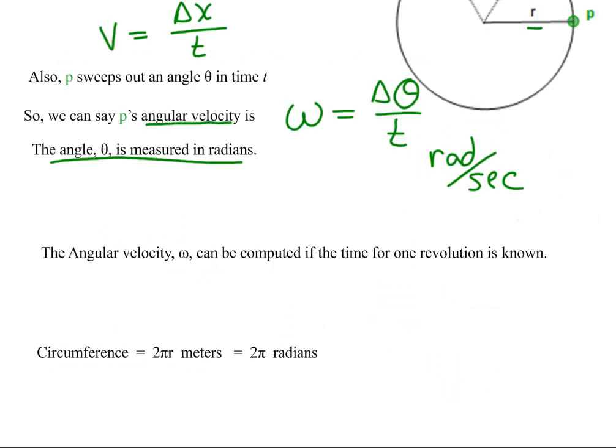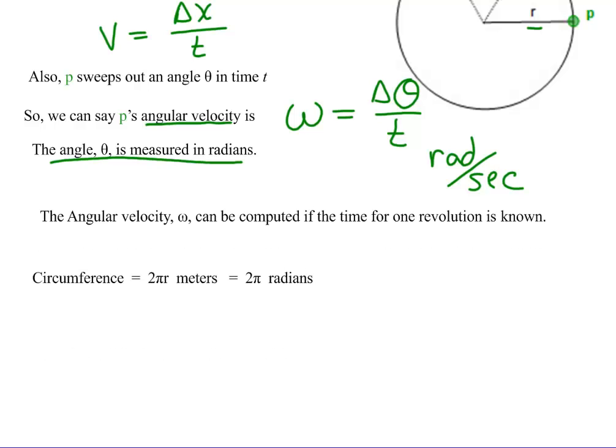We can find the angular velocity, omega, if we know the time for one revolution, or if we know the change in angle and the amount of time it takes to make that angle change. If we wanted to make a relationship between angular velocity and linear or tangential velocity, we can also make the relationship between the change in angle and the change in position along the circumference.